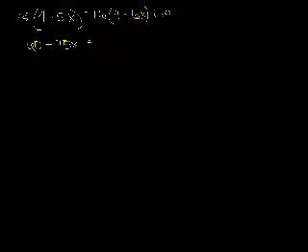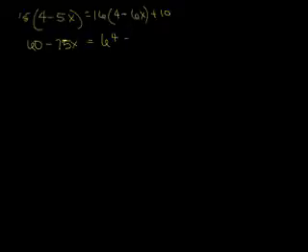Equals, we can't subtract, or we can't bring those together because it's a number and a number with a letter. 4 minus 6x, you can't do that. So 16 times 4 is 64 minus 16 times 6, which is 96 plus 10.